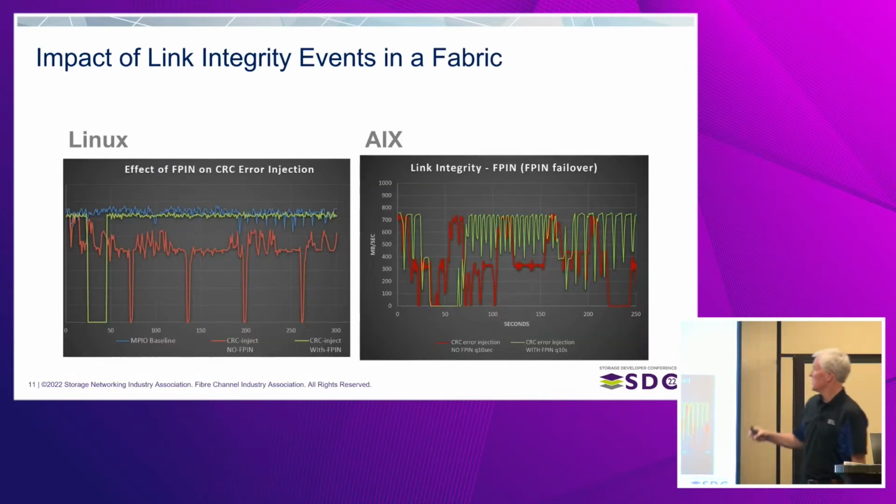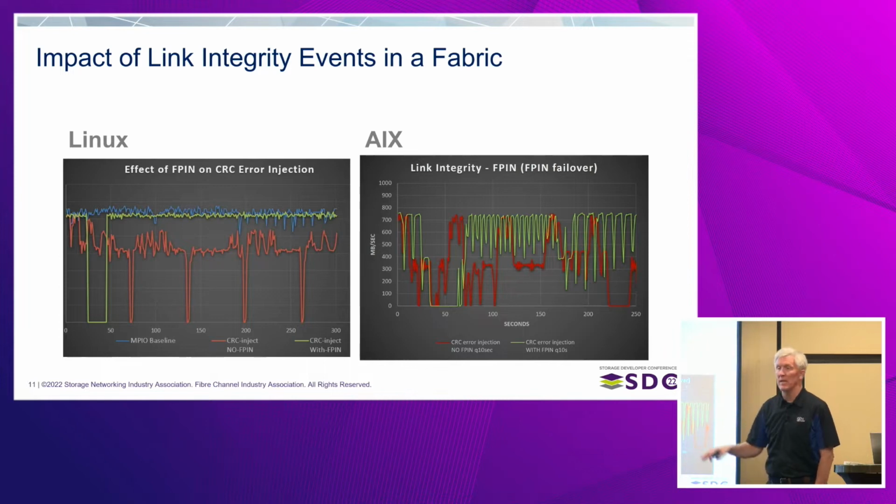One of the things that I want you to look for as we go through the demo, and I just have two examples of implementations that are already out there. In Linux, in this example, you can see the blue line there shows what would normally be a baseline. That's I/O, no errors, both paths available. The green line shows what happens when you have fabric notifications and you get a link integrity problem.